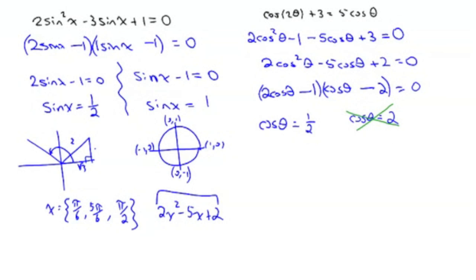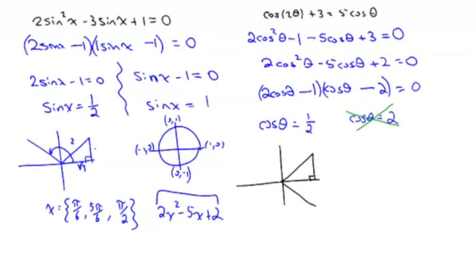You mean the half? That'd be horrible. I thought you meant that you're crossing out the half. No, I'm crossing out cosine of theta equals 2 because that's impossible. So what quadrant is cosine positive? First and fourth. So main triangle, secondary angle.